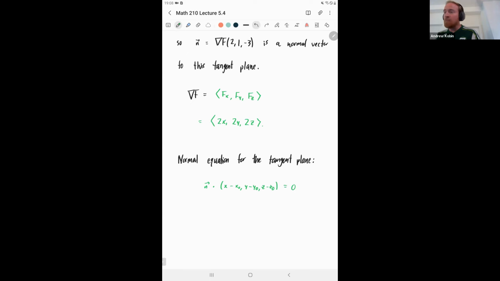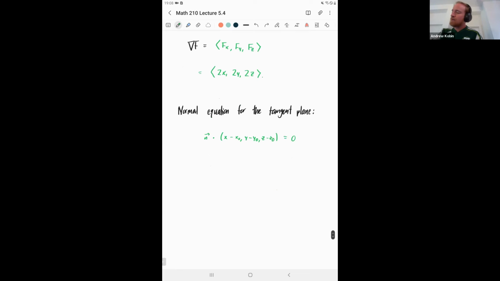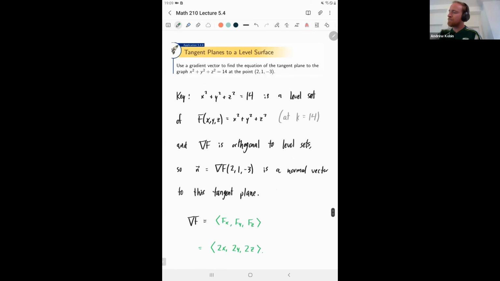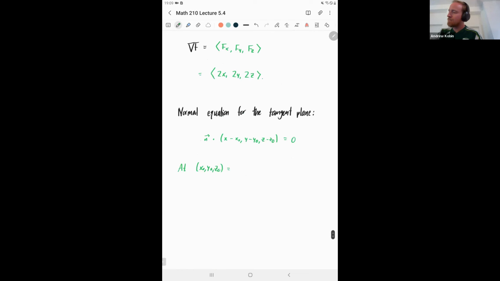And in particular, we know a point on the plane already that will give us our x naught, y naught, and z naught coordinates. And this will give us our full formula. So we have two pieces left to do. At the point x naught, y naught, z naught that's given, which I need to scroll up to remember, it was 2, 1, negative 3. Those are the three coordinates we'll plug in here, but we also need the normal vector.